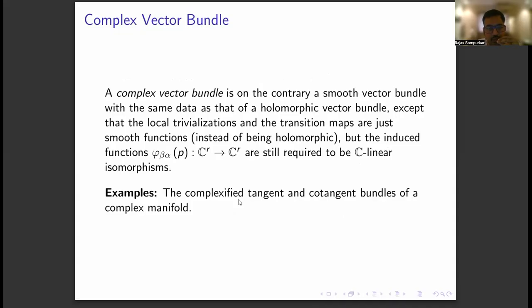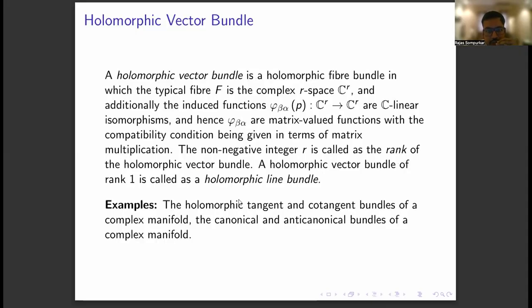Now, what is the difference between the complexified tangent bundle and the holomorphic tangent bundle? I will have to go to the whiteboard to explain.